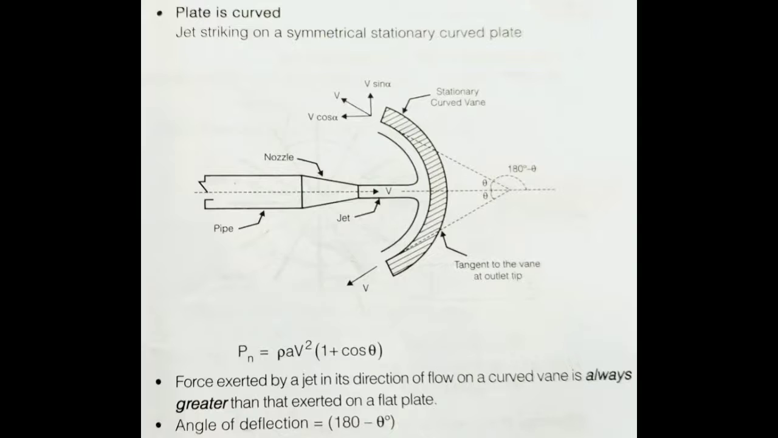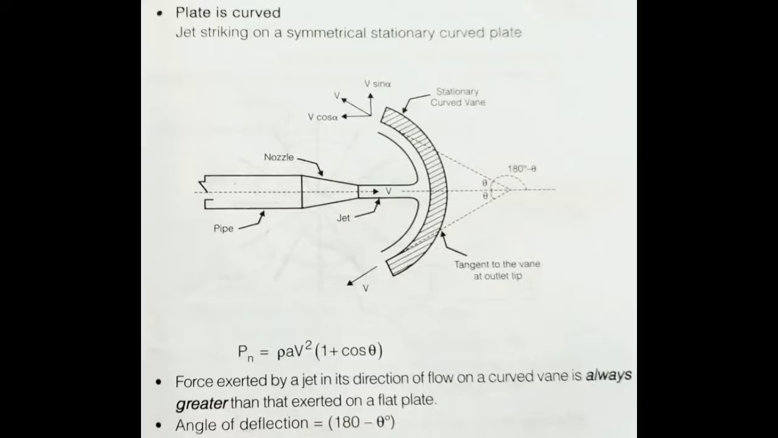When the plate is curved, jet striking on a symmetrical stationary curved plate. You see the figure? Force is rho a v square into 1 plus cos theta. In this, the plate is stationary and also curved. Force exerted by a jet in the direction of flow on a curved vane is always greater than that force exerted on the flat plate. Next is angle of deflection.